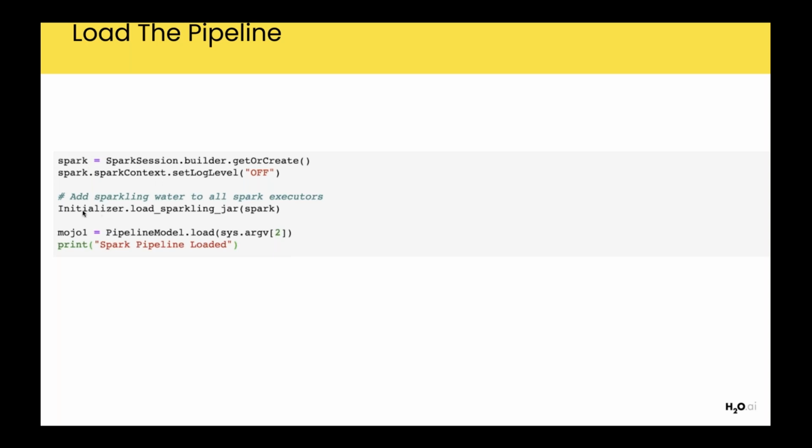and then we do an initializer.load sparkling water jar Spark. So this basically adds sparkling water to all the Spark executors, and then the MOJO which we had extracted, or we have saved the pipeline from the previous slide, we can load it, and now we have the MOJO in memory all over again, and it's live, and that can be used for scoring.